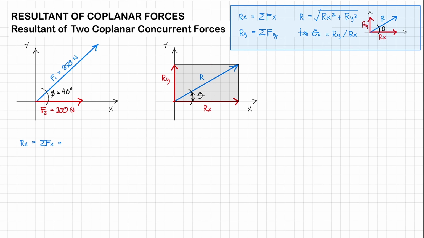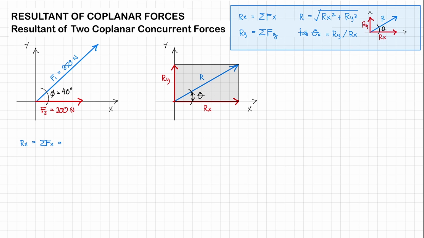So let's start first with the horizontal component Rx. It is going to be equal to the summation of all the forces along the x-axis. Right? So you might mistake this that this is going to be equal to 0. So our summation of forces is only equal to 0 when we are talking about equilibrium of our forces. Our topic is resultants. So this is not going to be equal to 0.